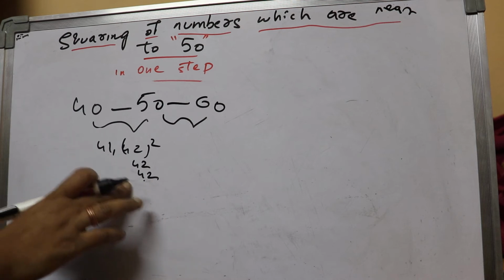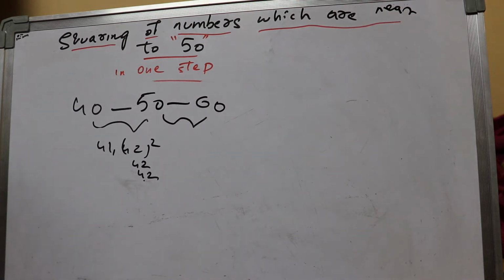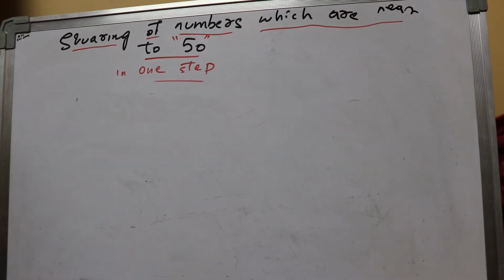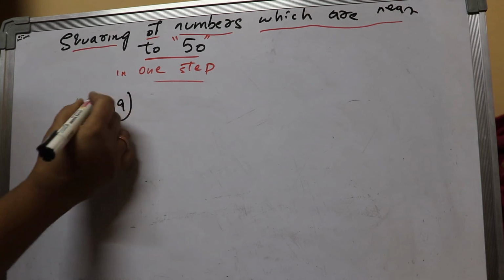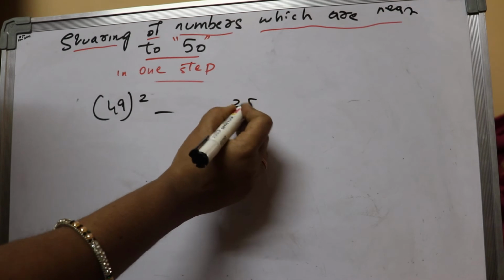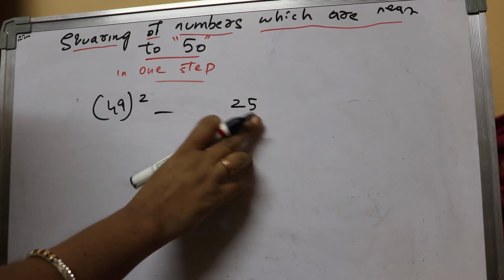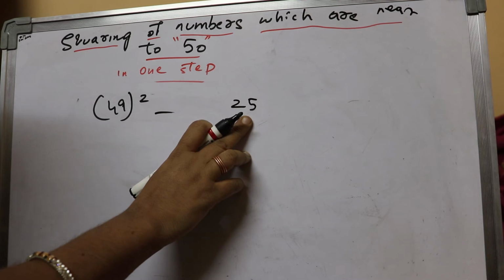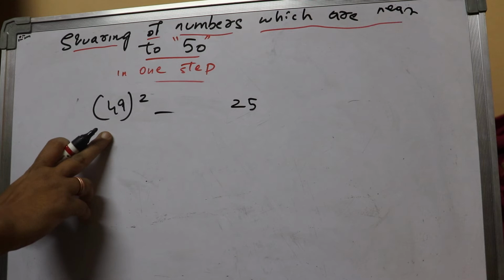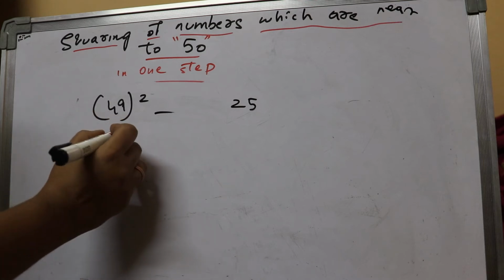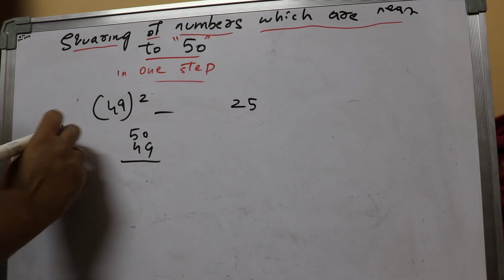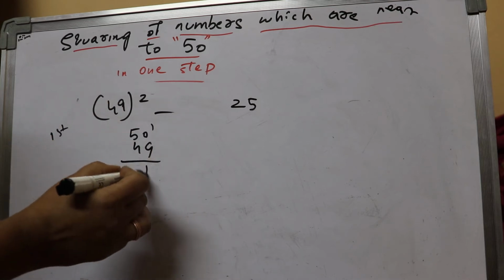I will tell you one simple trick so that you can do the squaring of these numbers easily in one step. I will take one example, 49. So how to do this? Just write 25 beside this. What to do with this 25, I will tell you later. So how much is 49 less than 50? That is, we have to take the difference of 50 and 49. So this is the first step. It is 1, right?